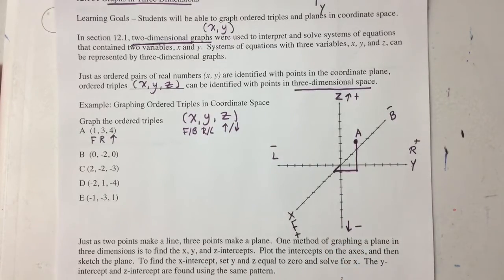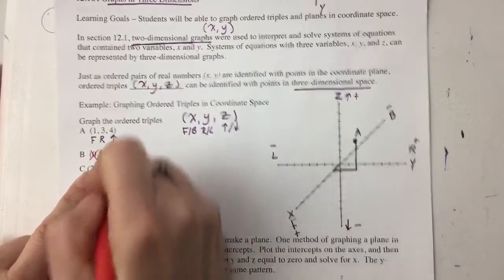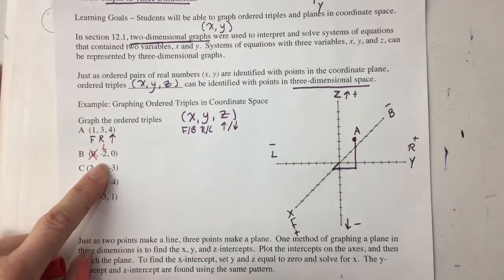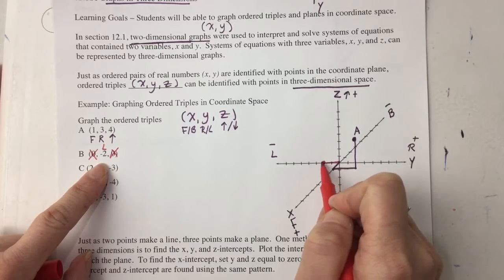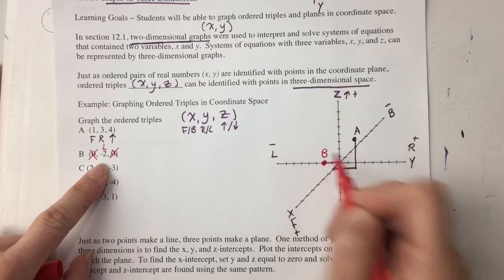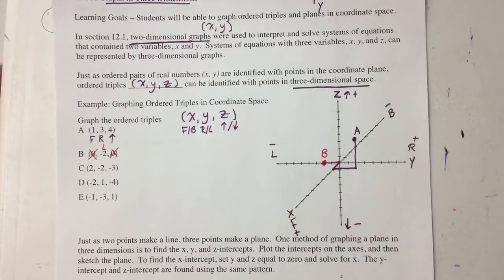If I'm looking at B, I don't go front or back. I go to the left because it's negative. I don't go up or down. So this is called an intercept. I'm just going to the left 2, and my point ends up on the y-axis.